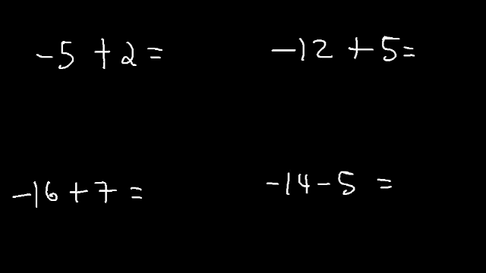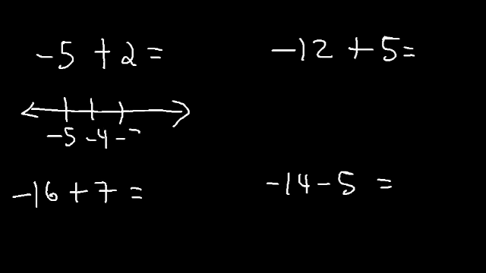So starting with -5, we're going to add 2 units. So 1, 2, we're going to go 2 units to the right. This will be -4 and -3. So -5 plus 2 is -3. So notice that the first number, the negative one, is larger. So therefore, the result will be negative.